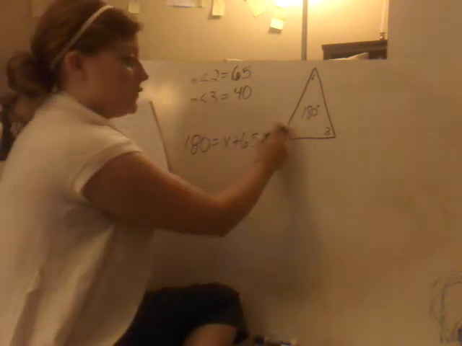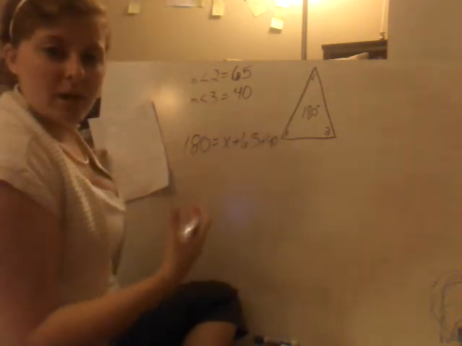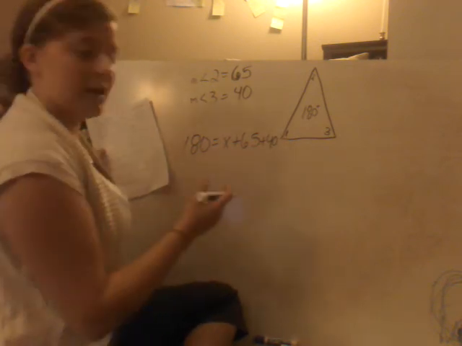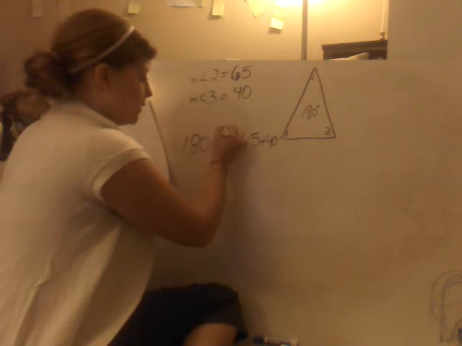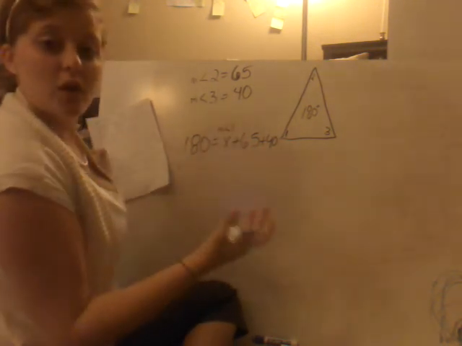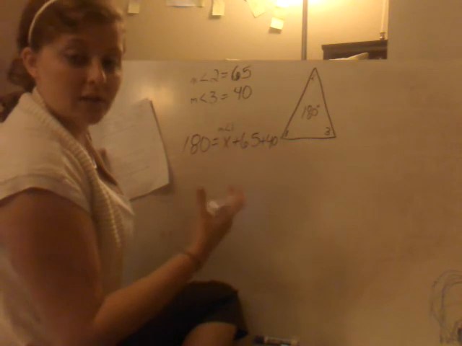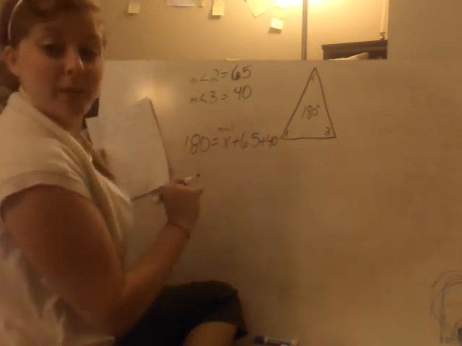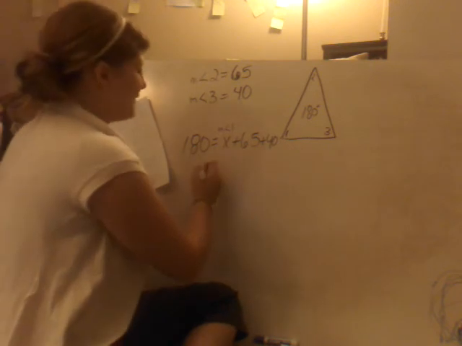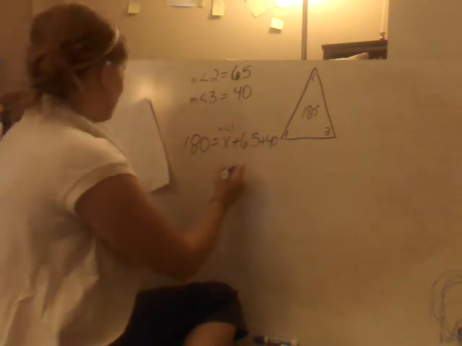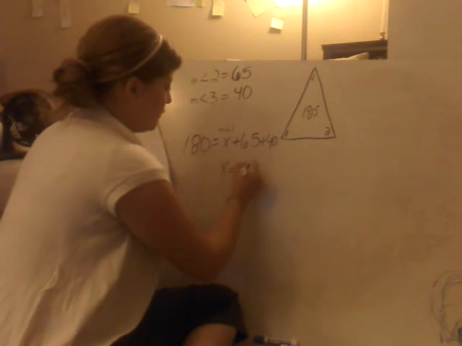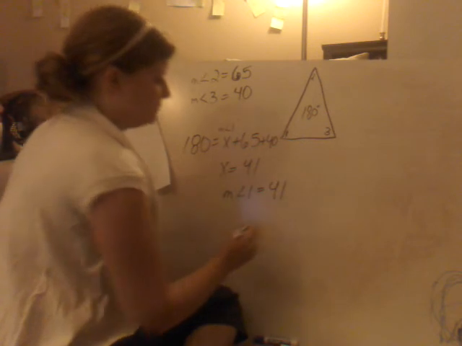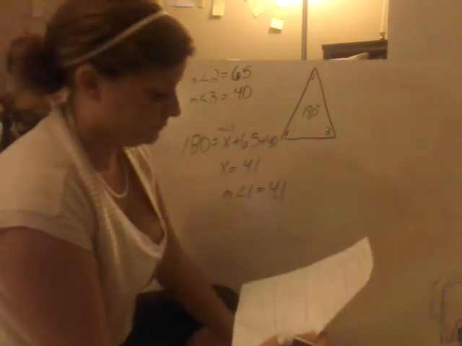Even though technically I'm looking for angle 1, if I put a 1 in there, I might get confused and try to take that 1 over. So I like to use an X. But if you can write in the measure of angle 1 instead of X and just know that that's what you're looking for and that's what you're going to find, then that's perfectly fine. So I've got 180 minus 65 and 40. X is equal to 41, or the measure of angle 1 is equal to 41. And that's number 7.